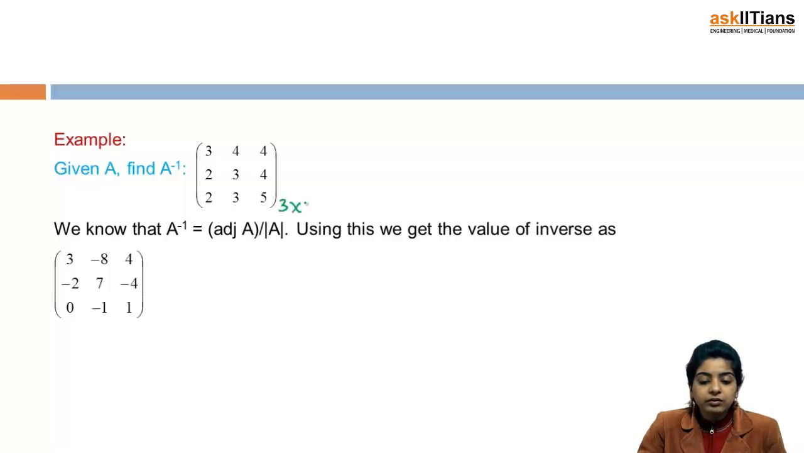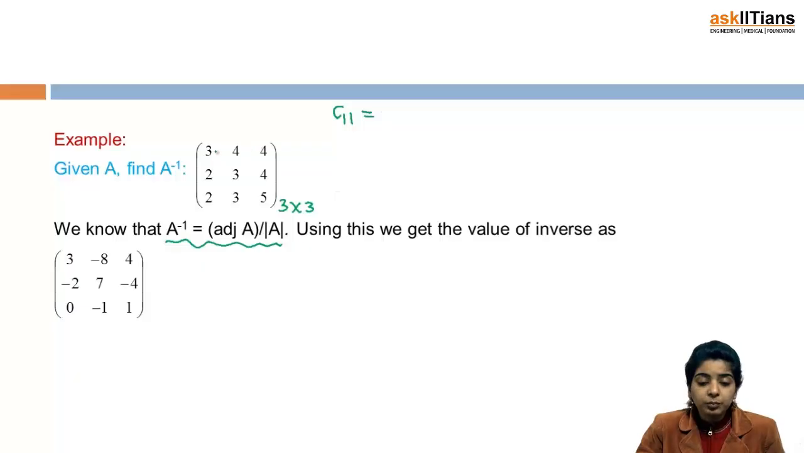This is a 3 cross 3 matrix. You have to find out the inverse of this matrix, and we already know the formula for inverse is adjoint of A divided by determinant of A. So in this case, the method that we'll have to follow is, you'll have to compute the cofactors first, the matrix of cofactors, then you'll have to take the transpose so that you can get the adjoint, and then finally you'll be dividing the adjoint by the determinant in order to get the inverse.